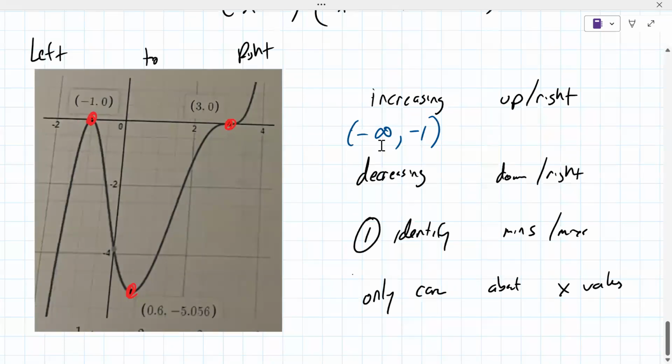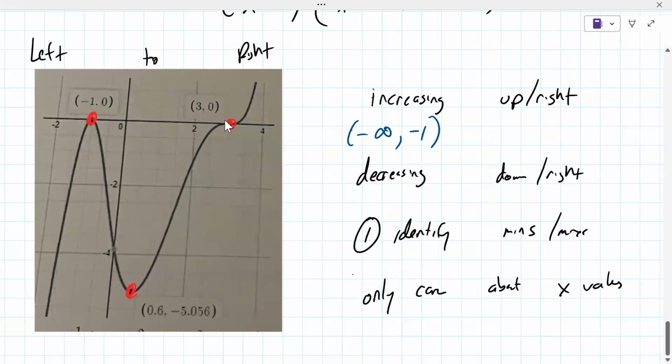It's minus infinity, not because it's going down forever, it's because of the x values. This goes to the left forever. Like anywhere over here, it's always coming up, right?